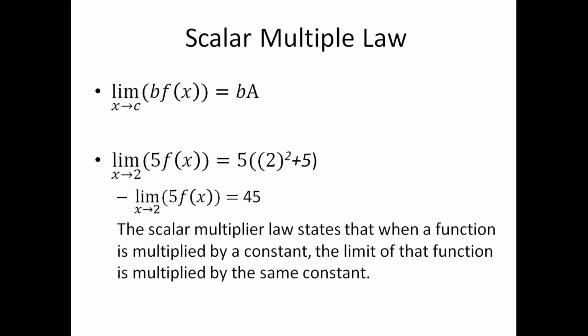The first law that we learn is the scalar multiplier law, which states that when a function is multiplied by a constant, the limit of that function is multiplied by the same constant. So as we see here, when f of x is multiplied by 5, the limit of f of x to whatever value is also multiplied by 5.